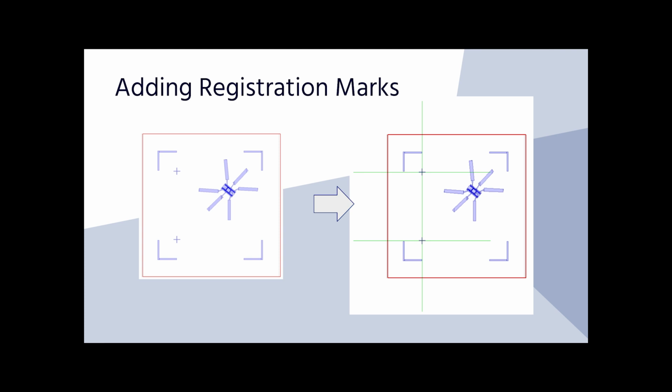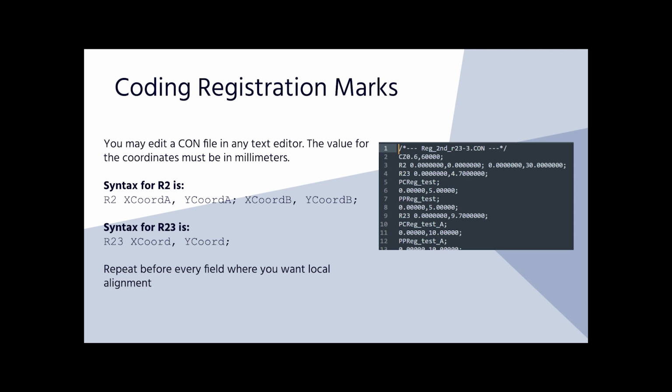So how do you add registration marks to your con file? There isn't an option to add registration marks in Beamer. You will need to add them outside of the Beamer software. One option is to load your con file into the cable software via pattern data creation. There, you can add a Reg 2 marking or Reg 2-3 marking element.